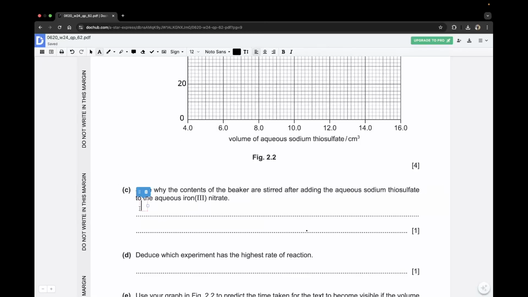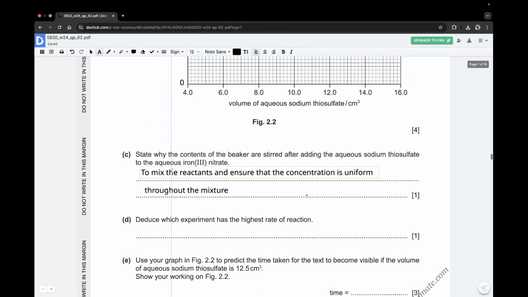Right, so stirring, this is actually quite simple. It is simply to mix the reactants and ensure that the concentration is uniform throughout the mixture. Quite simple, right? This is a standard question for whenever they ask about stirring. Although if it's about dissolving, you should talk about speeding up the process of the dissolution. But if it's about a reaction, it is about mixing them together and ensuring that the concentrations are uniform.